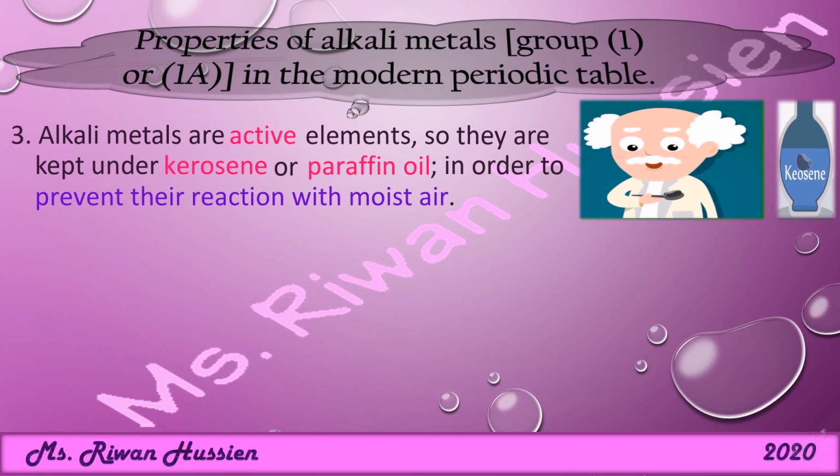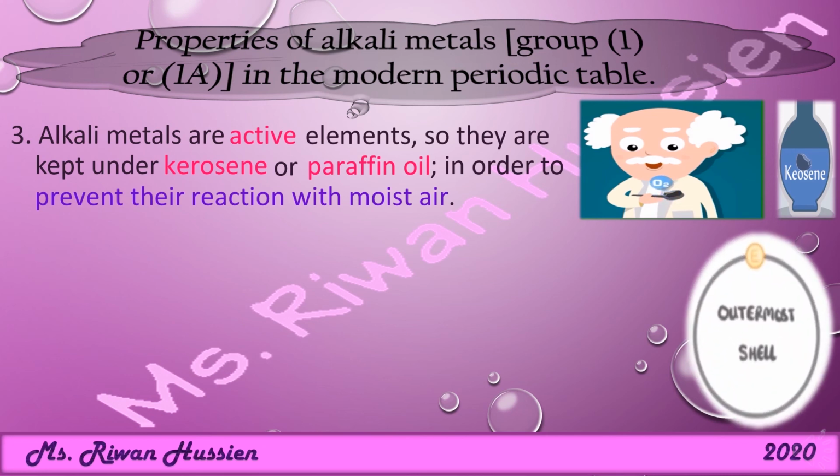Also, we've just said that alkali metals have one electron in their outermost energy levels. We know that the electron has negative charge, whereas the nucleus has positive charge. Therefore, there is a strong attraction between the nucleus and the electrons.